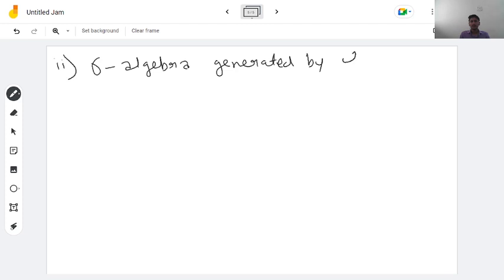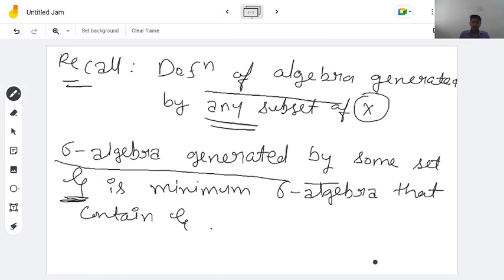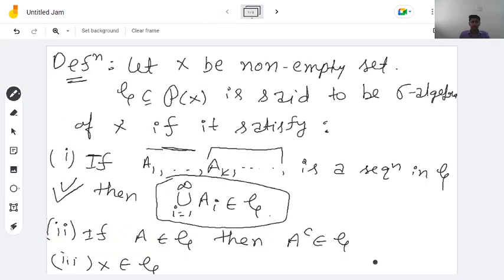Generated by C. So what will be the sigma algebra generated by C? We will just denote it using sigma A. What do we know? We know all the singletons are there, right? Another thing is, what is the definition of a sigma algebra of a set? The arbitrary union should be there. If the sequence a1 to ak and so on is there in C, then their arbitrary union is also there.